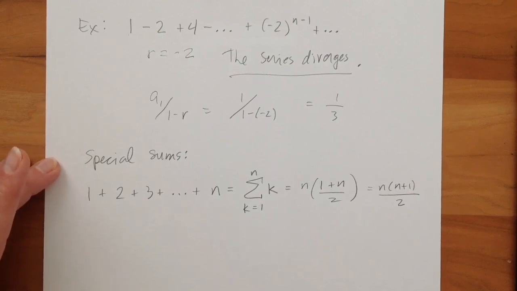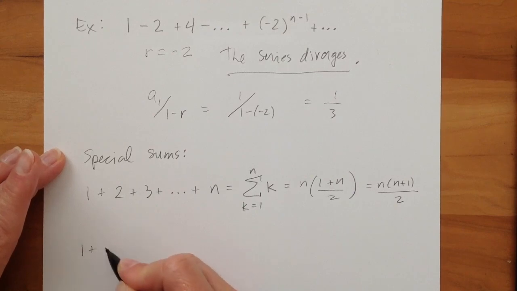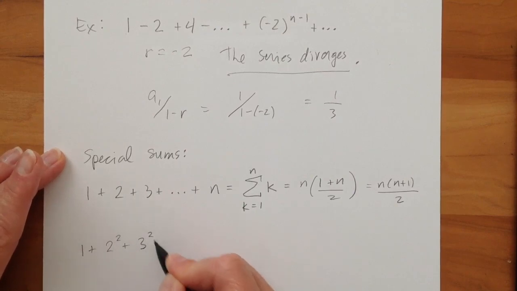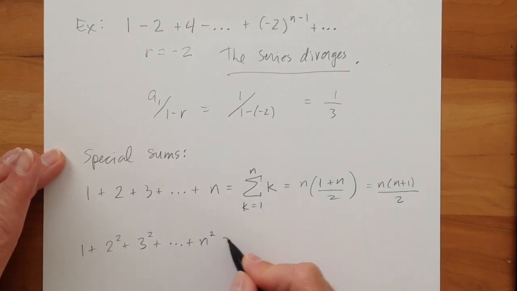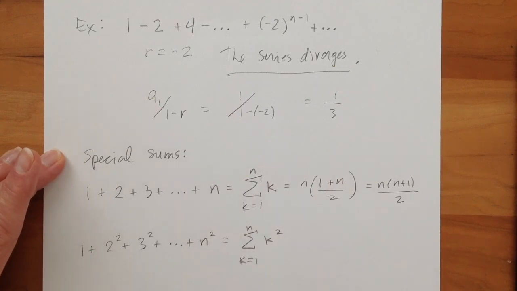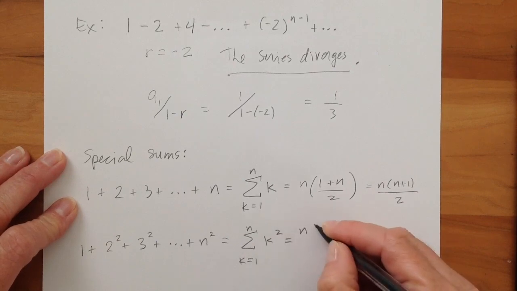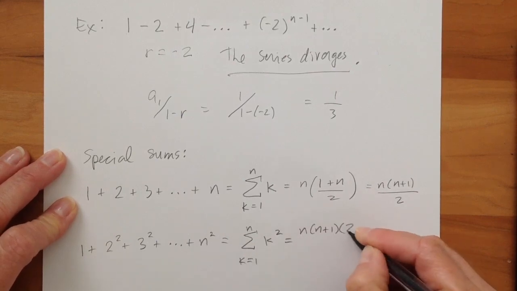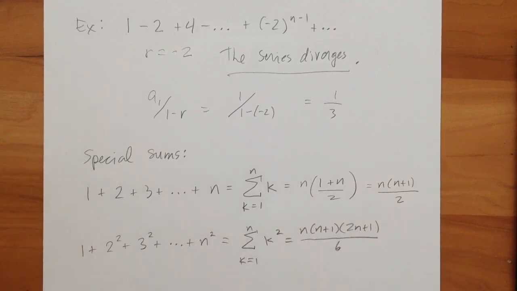If we sum the squares of the first n integers, so 1 plus 2 squared plus 3 squared plus up to n squared, which in shorthand is the sum as k goes from 1 to n of k squared. I'm not going to prove it here. There are lots of ways to prove it. It's equal to n times n plus 1 times 2n plus 1, all divided by 6. All right, so these two formulas should be memorized.